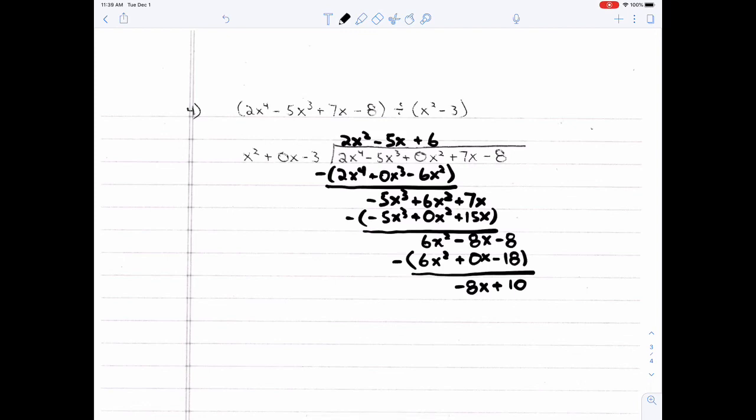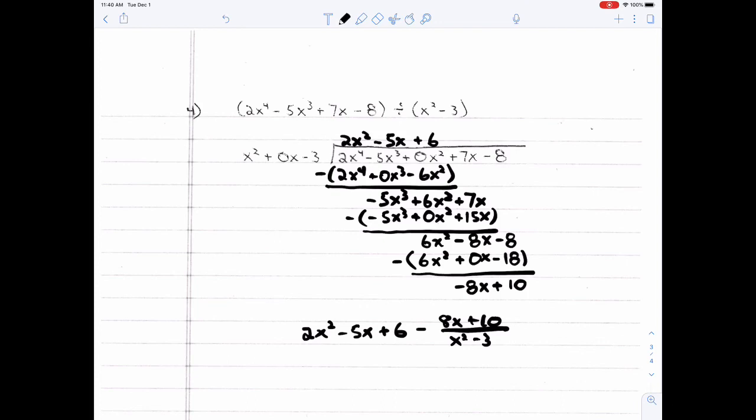Probably the simplest thing to do is this, and I'm going to write this down on the bottom, okay? And just listen for a second. 2x squared, you could write on the top, though, minus 5x plus 6. Now, what you cannot do is this, minus 8x plus 10 over x squared minus 3. Why? Because that would make the 10 negative also.